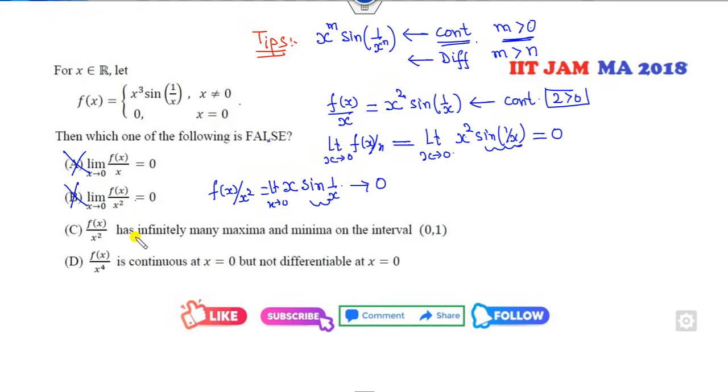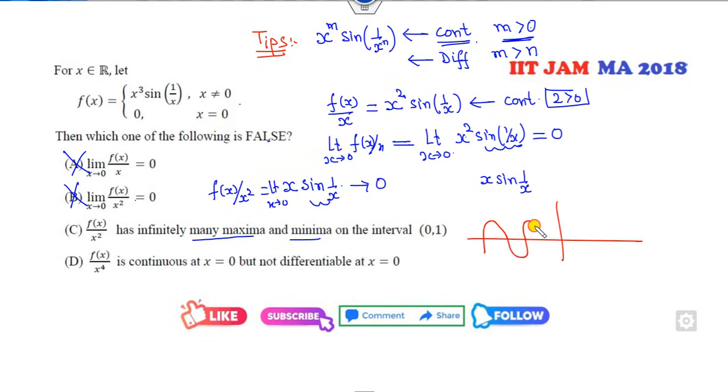f of x by x square. What is the f of x? It is x sine 1 over x, which has infinitely many maxima and minima in the interval 0, 1. That's again simple, we all know what is the graph of sine 1 by x. It will be like here. So if it is my 0, let me draw it clearly.